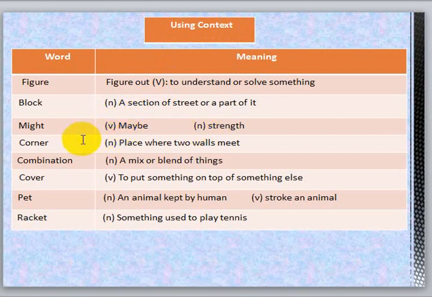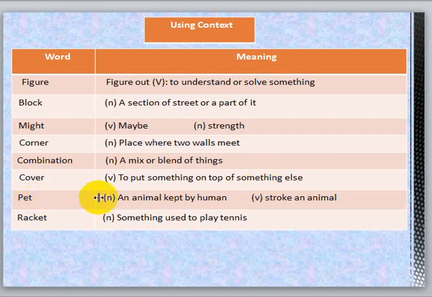Okay, you got it? Number four, corner. Corner is a place where two walls meet. Number five, combination. Combination is a noun, a mix or blend of things. Number six, cover. Cover as a verb means to put something on top of something else, to cover it. The next one, pet.